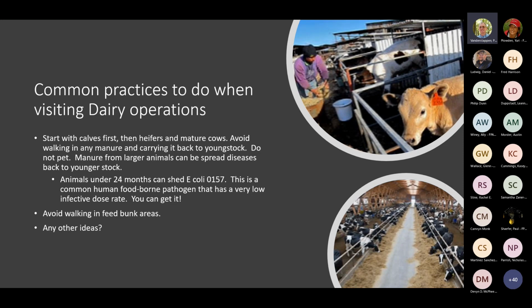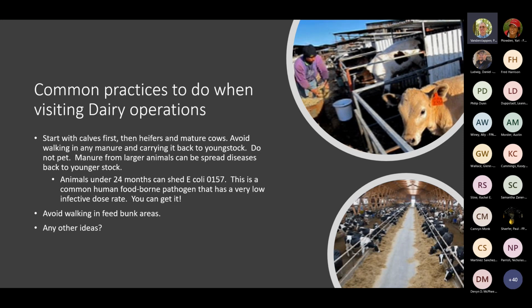Avoid walking in feed bunk areas. You see a picture on the lower right, where there are a lot of operations that have a feed bunk down in the middle of the barn. They drive their equipment down through there, walk down the middle, but don't be walking down through the actual feed manger portion of that alleyway. If your boots are 100% clean, maybe no issue. But if you've been walking around the farm in other areas, you might be picking up manure from other locations, and you don't want to drag that manure into the actual feed bunk. So just keep that in mind.